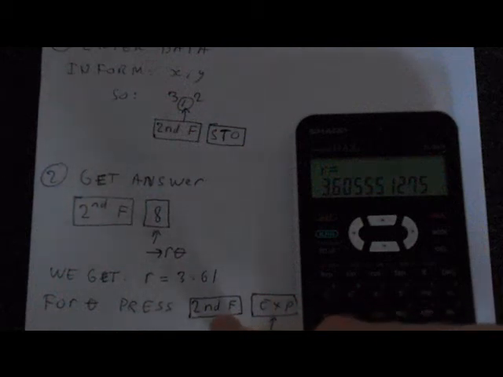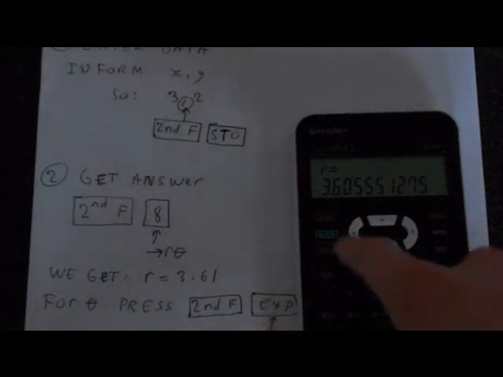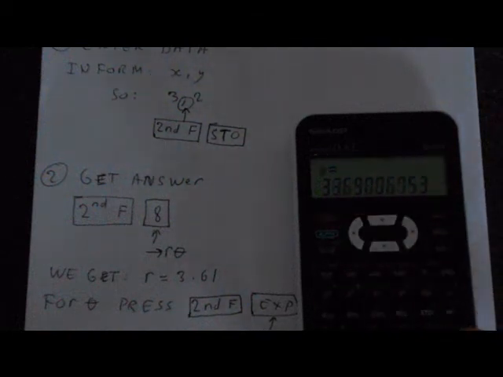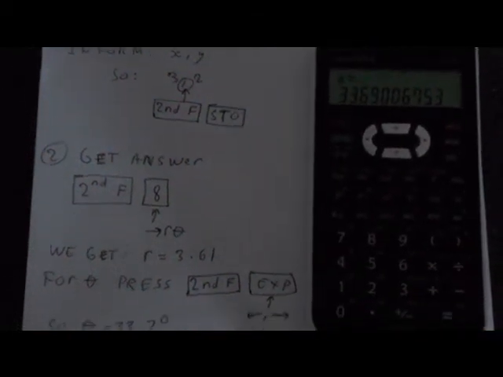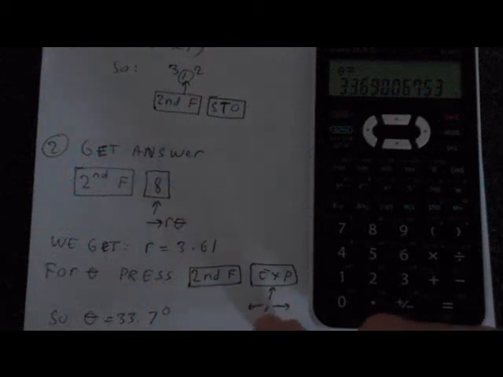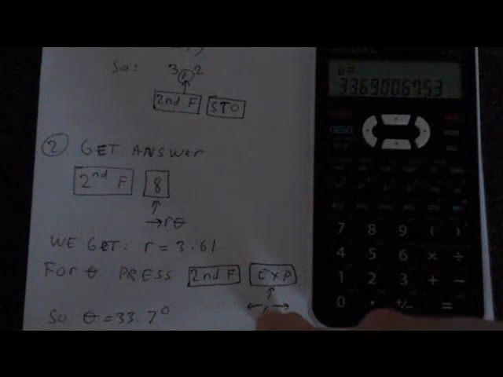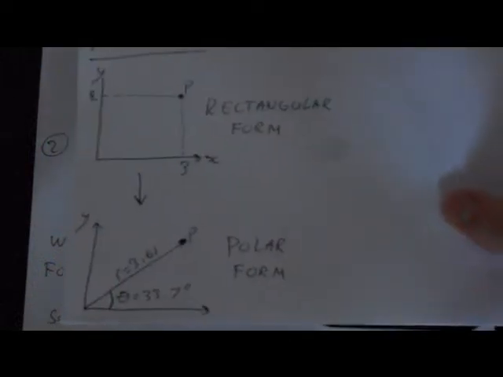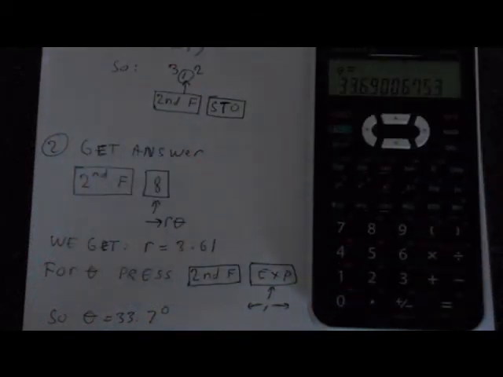So we press second function and then the exp button, so the exponential, second function, exponential, that gets us theta. And when you're pressing second function on this calculator, you're accessing this button. And of course we get 33.7, which is exactly what you would expect.